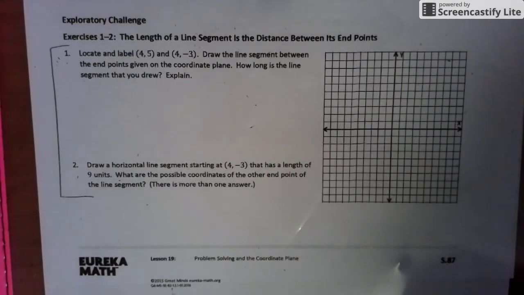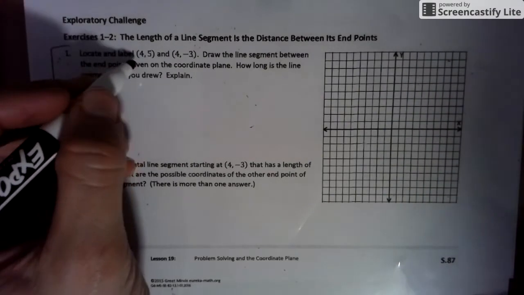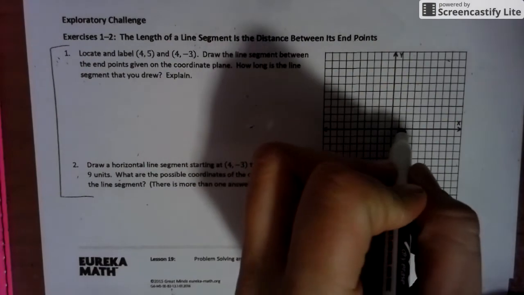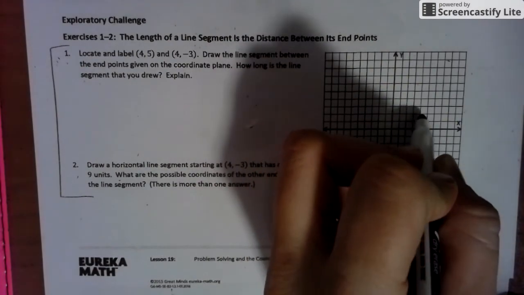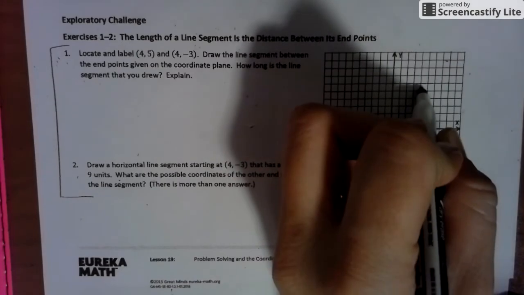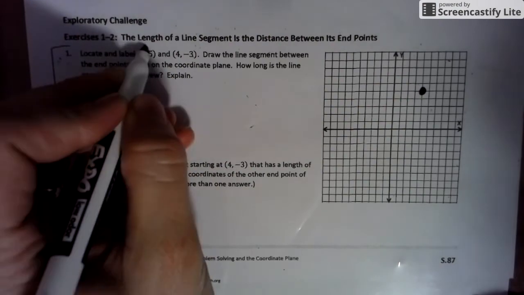So right now we're going to look at the length of a line segment, the distance between its endpoints. Kind of like yesterday's lesson, but we've got a little bit more to it, especially with question number 2. We're going to locate and label (4, 5). Remember, X comes first, then Y. They're both positive, so we're in quadrant 1. We go over 1, 2, 3, 4, up 1, 2, 3, 4, 5. Plot our dot.